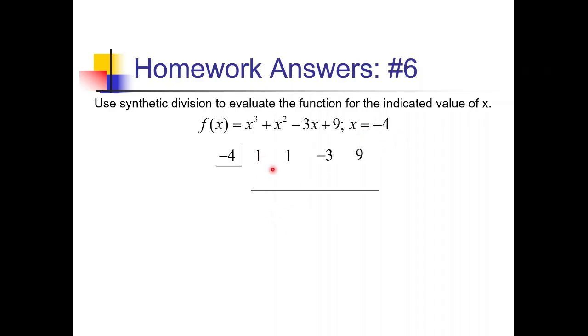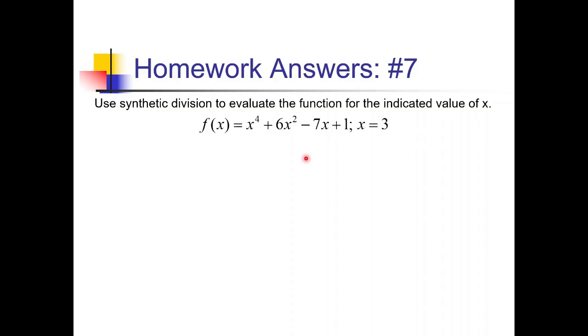So if we bring down our first coefficient, let's multiply that by -4. That's -4 times 1 is -4. 1 plus -4, we're adding these second two rows, is going to be -3. -4 times -3 is 12. -3 plus 12 is 9. -4 times 9 is -36, plus another 9 up here gives me -27. So the remainder here tells us that f of -4 then equals -27.